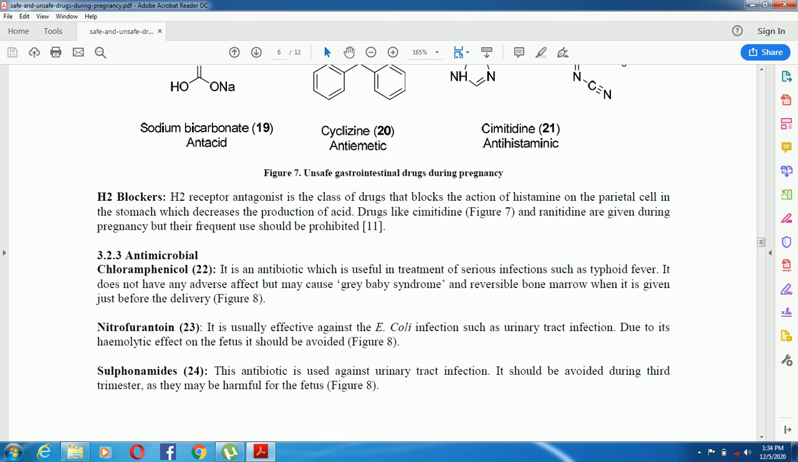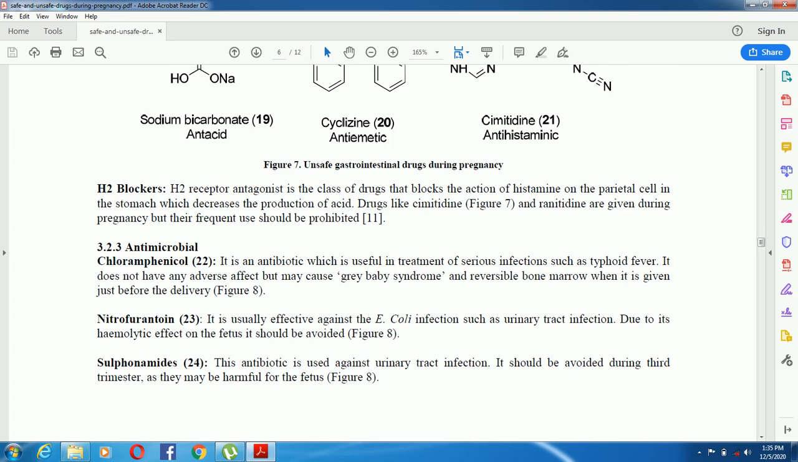Sulphonamides, which are bacteriostatic as well as bactericidal, have the potential to block folic acid synthesis. This antibiotic is used against urinary tract infections, but it should be avoided during pregnancy, especially the third trimester, as it may be harmful for the fetus.